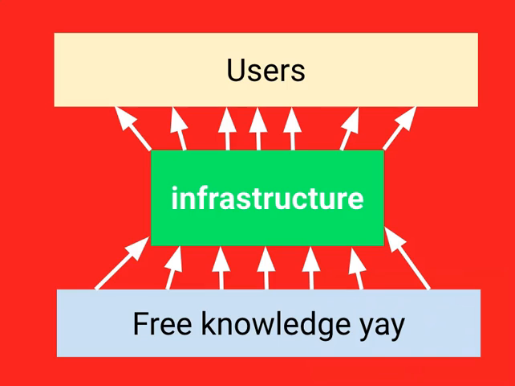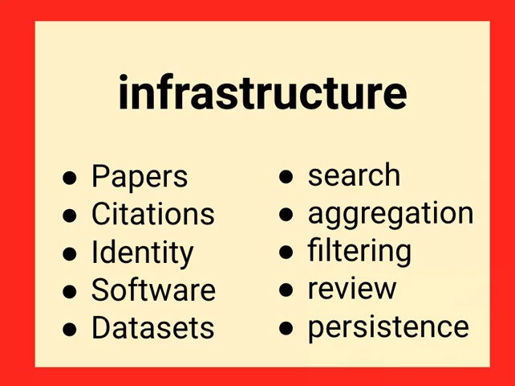So when I say infrastructure, what am I talking about specifically? Well, I'm talking about search, aggregation, filtering, review, persistence, all of the things that we need in order to actually make use of all of these things we're producing. And I'm not just talking about papers here, I'm talking about citations, I'm talking about identity, right? Scholarly identity, who is who. I'm talking about software that people use to create the papers, and I'm talking about data sets.